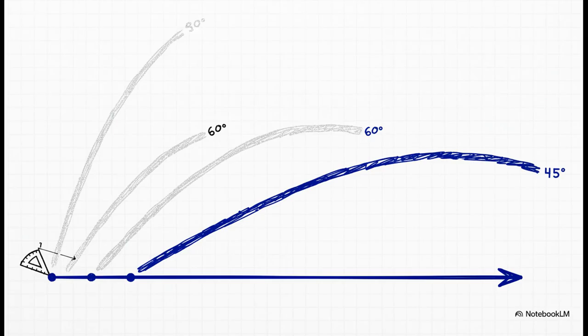We can even take it a step further and get this really handy formula for the total horizontal distance, or the range, of a projectile. And this little equation, it reveals a pretty famous secret. If you want to get the absolute maximum possible range, you need a launch angle of exactly 45 degrees.